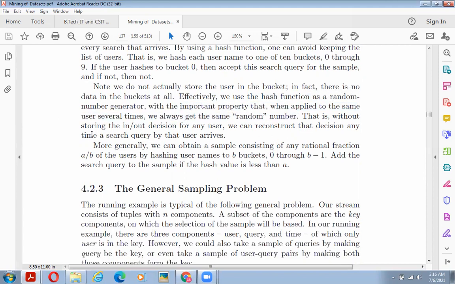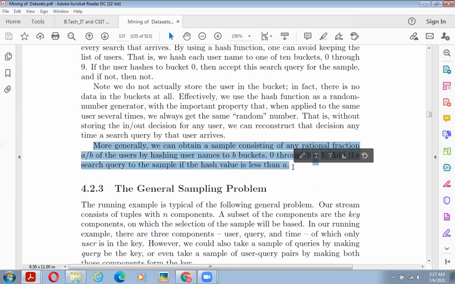That is, without storing in and out decisions for any user, we can reach the constructed decision anytime a search query by the user arrives. More generally, we can obtain a sample consisting of the rational fraction a by b. We hash users to b buckets, 0 through b minus 1, and the search query is in the sample if the hash value is less than a. This is the general formula of sample spaces.